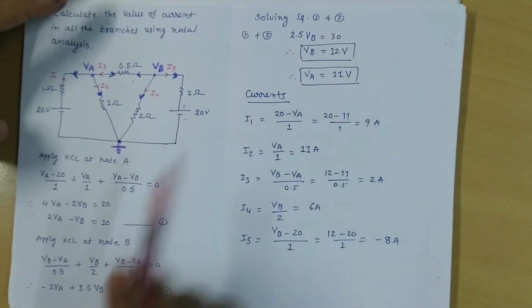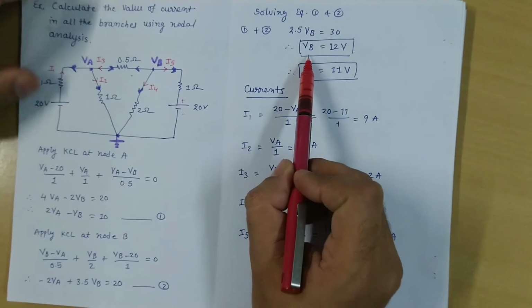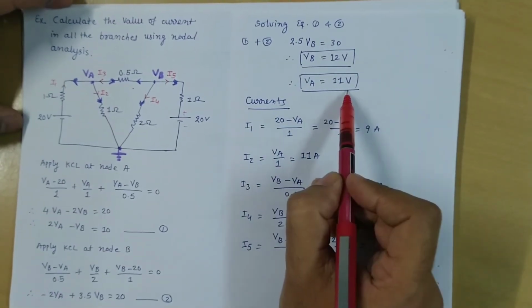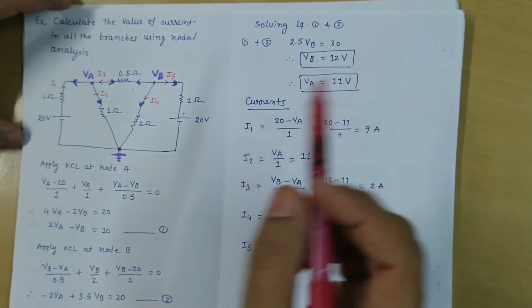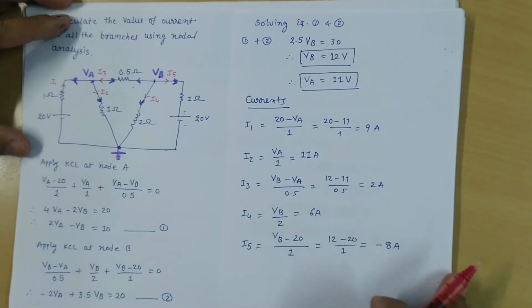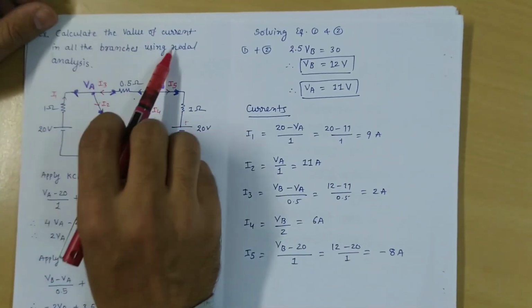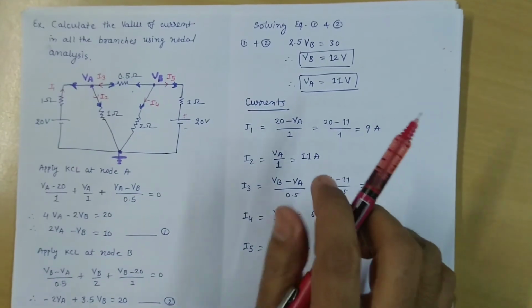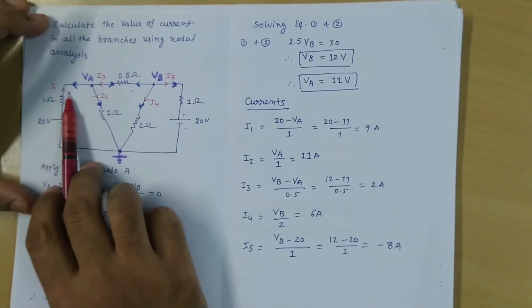Now if we solve the equation 1 and 2 we get the value of VB is equal to 12 volt and the value of VA is equal to 11 volt. So we got the node voltage VA and VB. Now our requirement is the value of the current in each branch. So we will calculate the value of current I1.